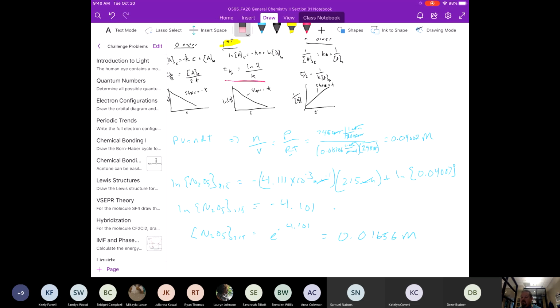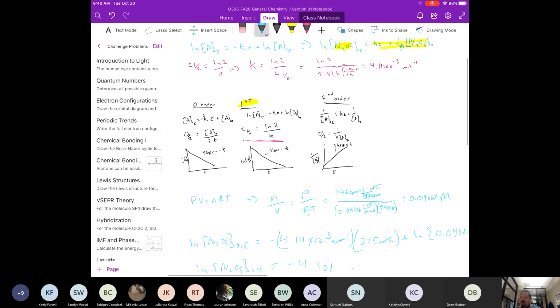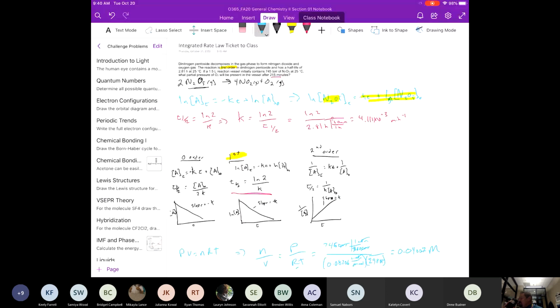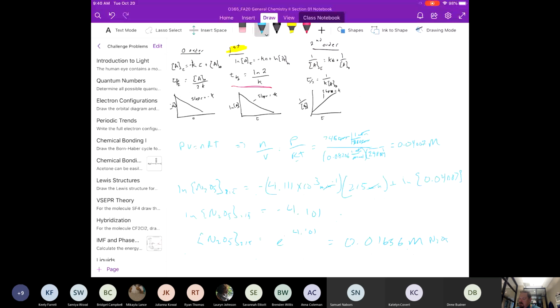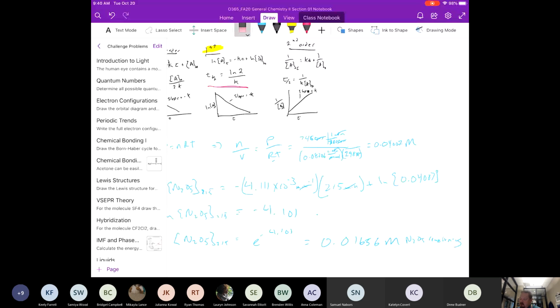Okay. But that's not what the question asked, because that would be too easy. Then it would be an easy problem instead of a challenge problem. We want to know the partial pressure of O2. Right now, we know the amount of N2O5 remaining, which is horribly spelled. Actually, I spelled it right, I just can't read it.